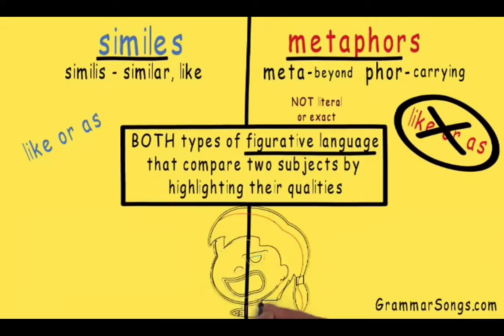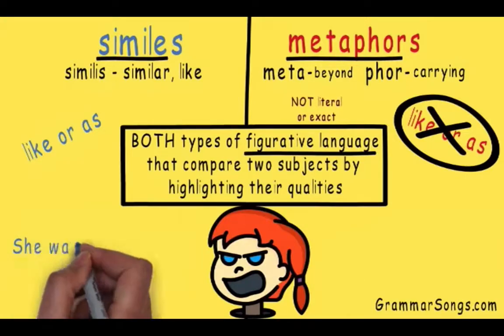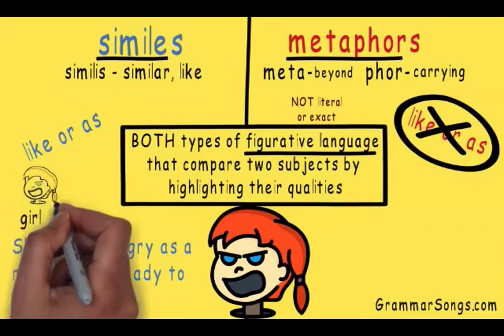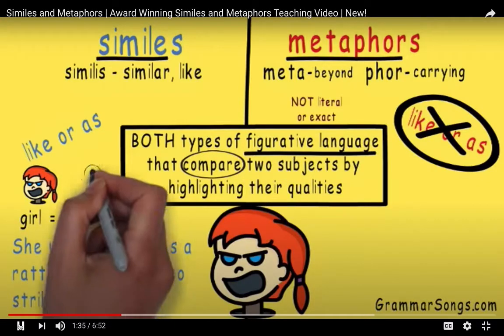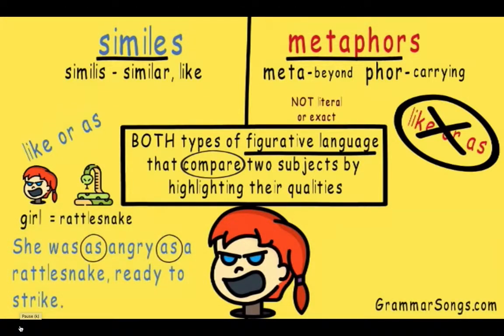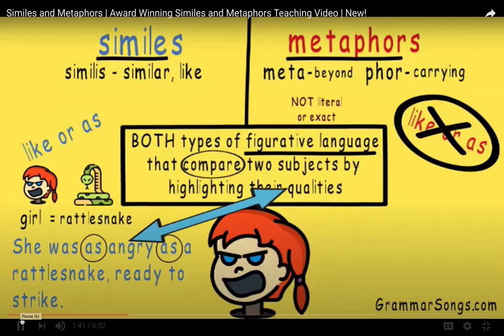Here is an example of a simile. She was as angry as a rattlesnake ready to strike. The girl is being compared to a rattlesnake. The word as is the clue that lets the reader know this is a simile. The quality being compared is their anger.